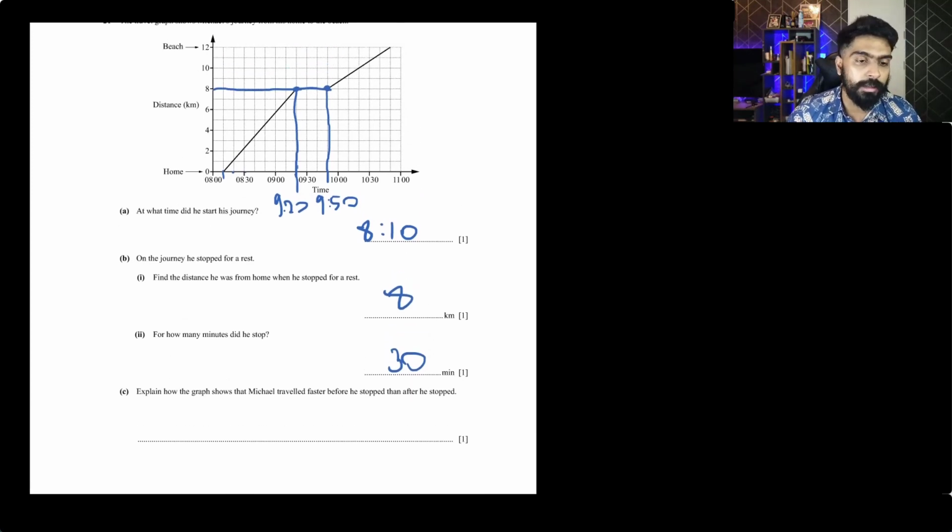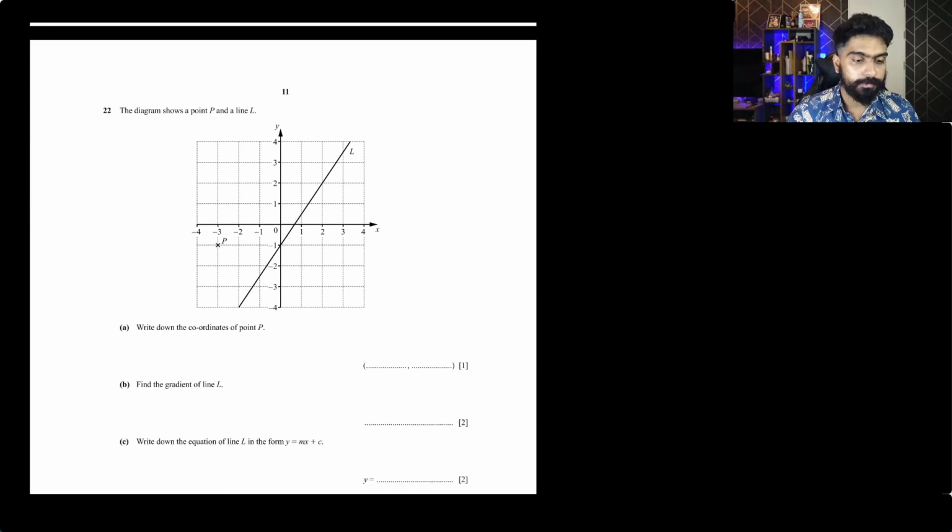If you take a look at it, guys, the graph before he stopped was way steeper, so it was going more in a vertical way than after he took the rest, right? So you can just write that the line is steeper. There you go, the line is steeper. All right, guys, now let us go to the next one.